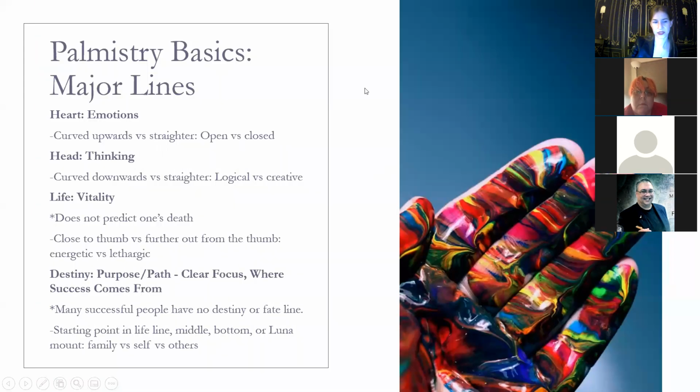Moving on finally to the major lines. So these lines on your hand, they represent the channeling of energy. If mounts represent energy, lines are the channels. Where is this energy going? How you read lines, you sort of look at where they're going.